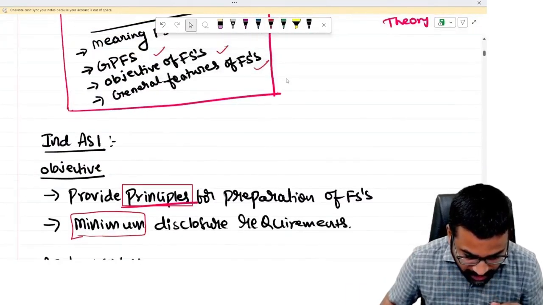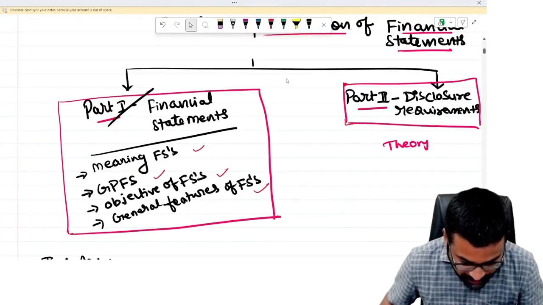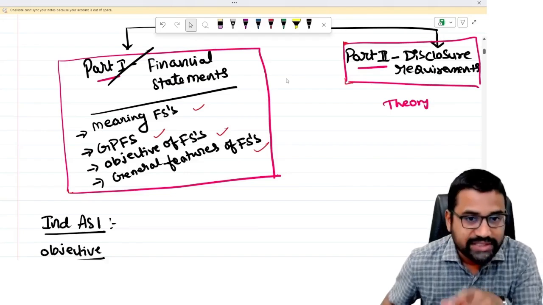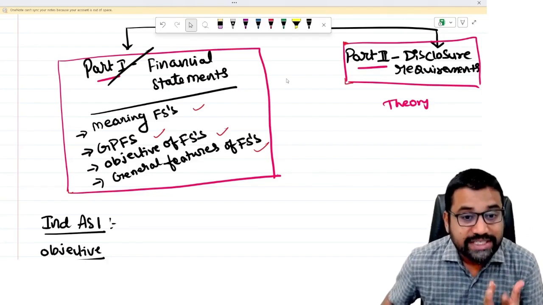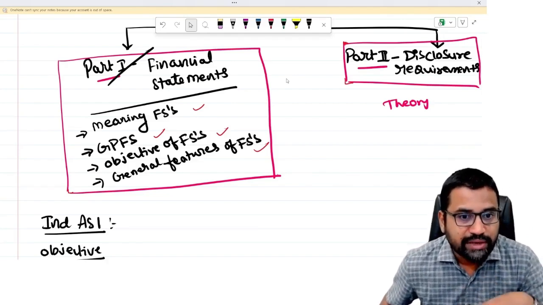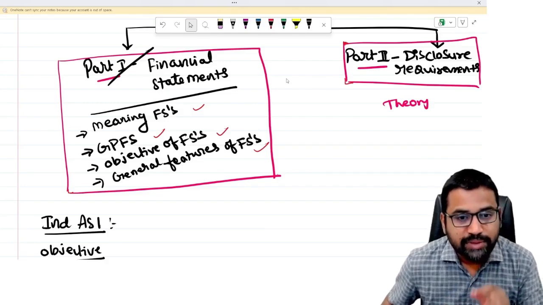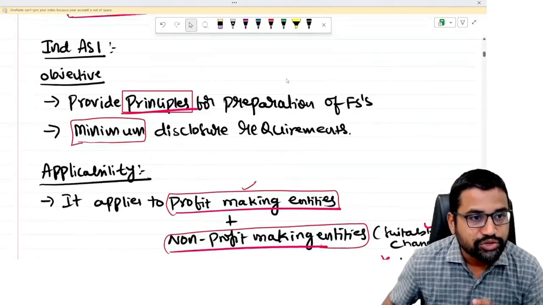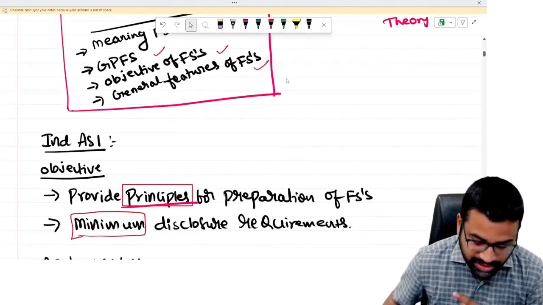If you read it properly, in Ind AS 1, I told you the first part is these 4 topics. First, the meaning of financial statements. We have discussed the meaning of financial statements, and those 6 make a complete set of financial statements. General purpose financial statements are those we prepare to cater to the information needs of everybody. This standard is applicable for general purpose financial statements. Objectives also we discussed. The main objective is to provide principles for preparation of financial statements and minimum disclosure requirements.